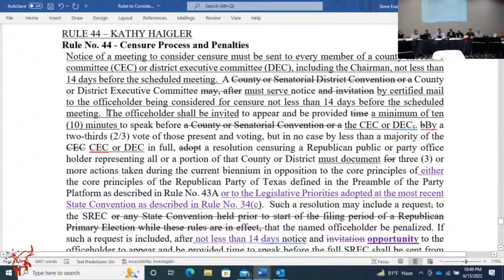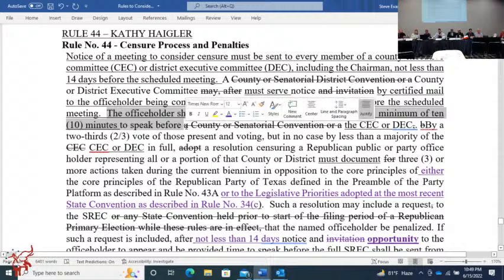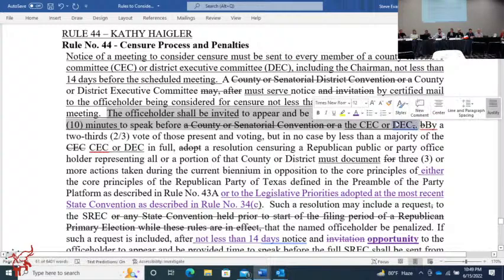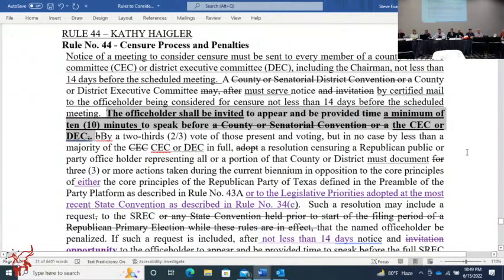Okay, the next sentence: the office holder shall be invited to appear and be provided time to speak before, again, I did the same thing we did in the last sentence, a county or senatorial convention is being deleted. They will be invited and provided time to speak before the county or district executive committee. So that's basically the same thing as before, but require the invitation. Is there a second? Second.